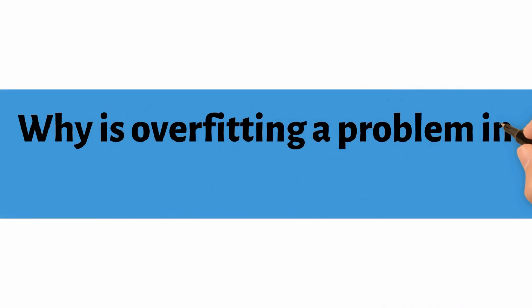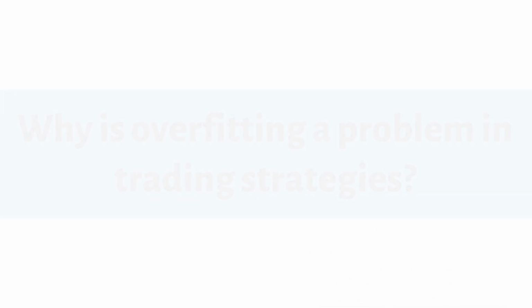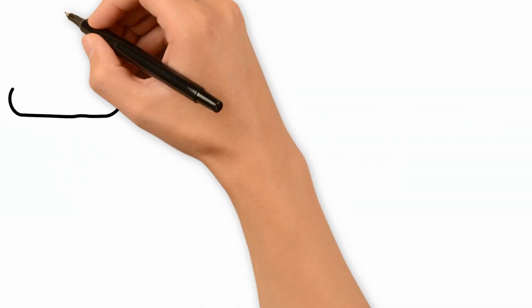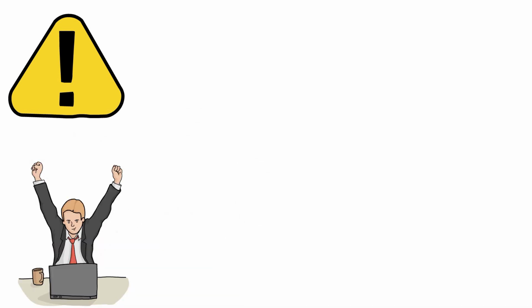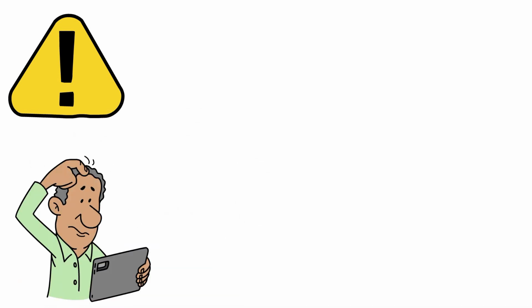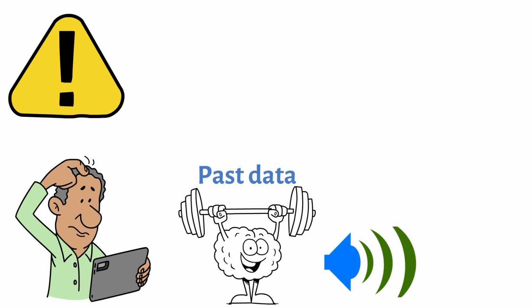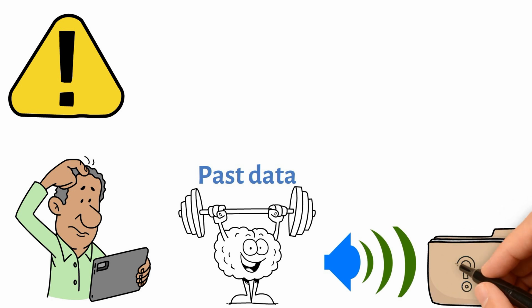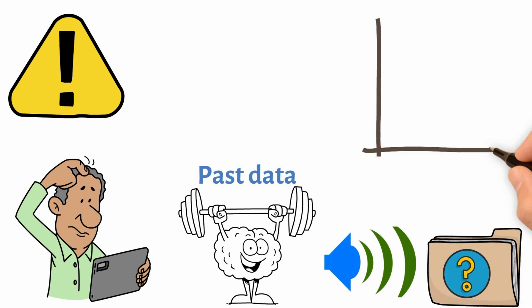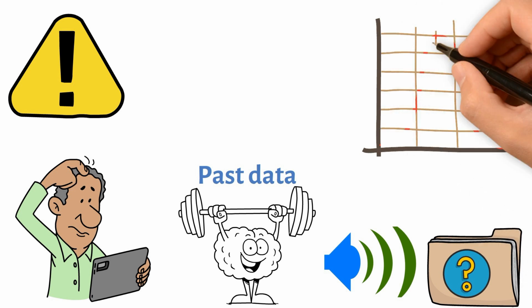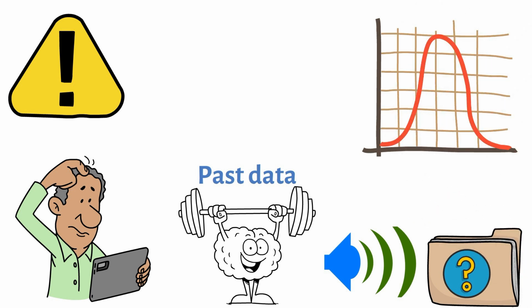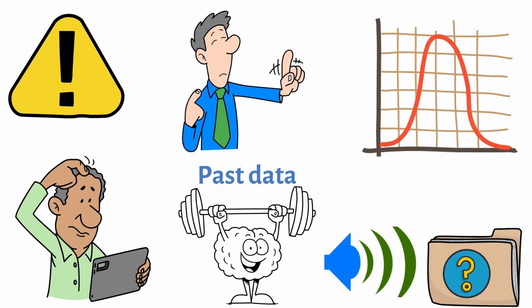Why is overfitting a problem in trading strategies? Overfitting in trading strategies is a problem because it makes a strategy look effective in past conditions but unreliable in real trading. Essentially, the strategy learns to predict past data, including random noise and specific details, rather than predicting new and unknown data. This often leads to poor performance when the strategy is applied in actual trading environments. You don't want to fool yourself.